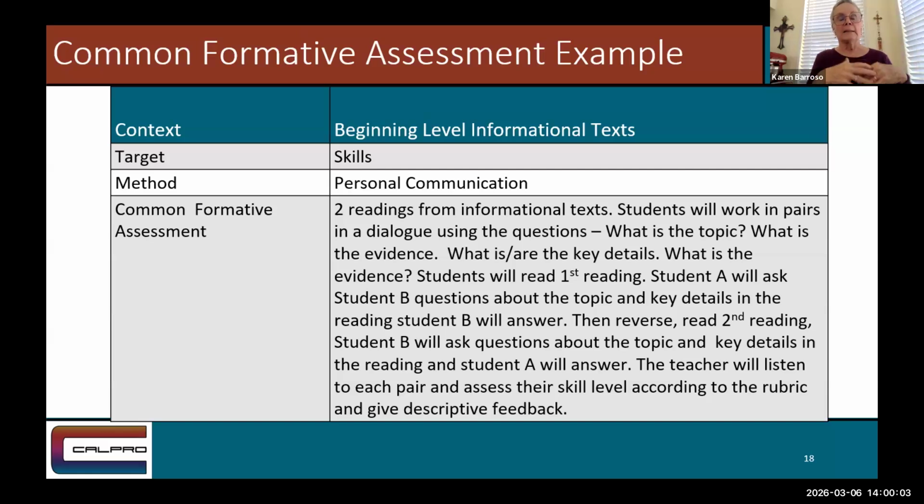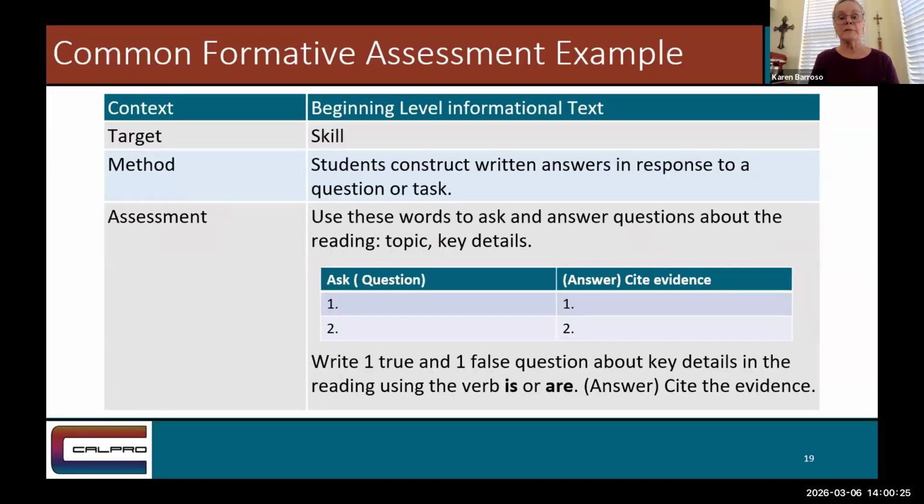In your actual lesson assessments, remember, this is common formative. And then teachers got together, then they reverse it. In the second reading, student B will question about the topic and student A will answer. And the teacher listens and she'll have a rubric to see how well each student performed. So that could be a common formative assessment. And you could take it also to a written answer response because you use these words to ask and answer questions about the reading topic. And so now they could actually ask questions and write it down.